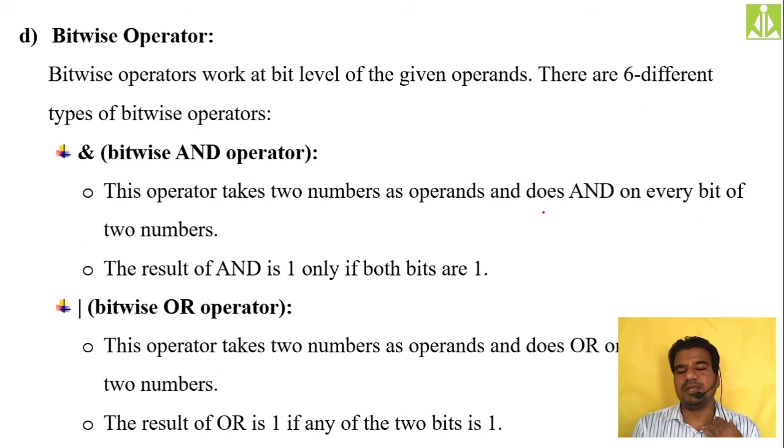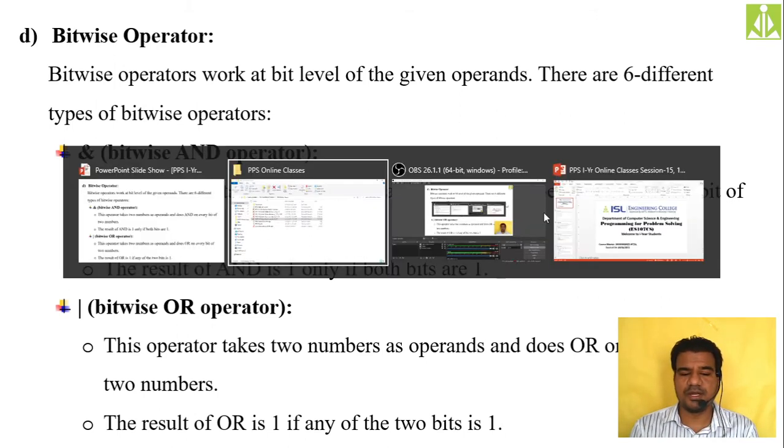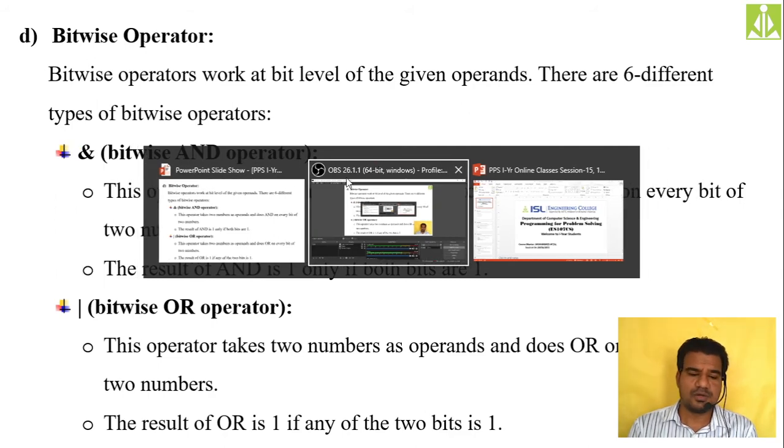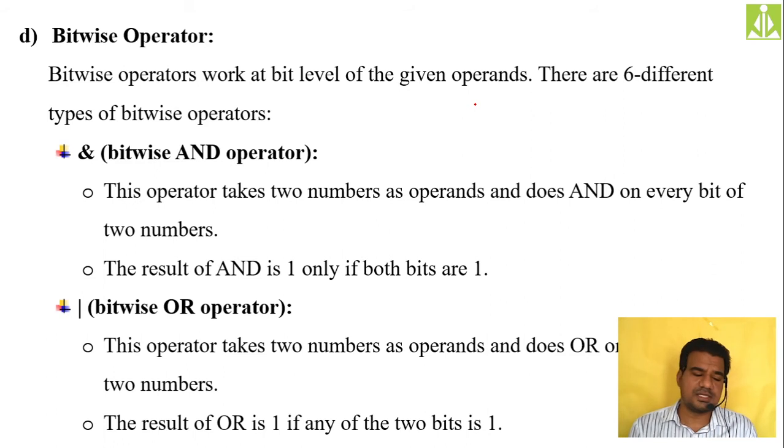The first one, bitwise AND. So before going to these bitwise operators, let's have some understanding of how we can convert a given decimal number into a binary number and a given binary number into a decimal number, because this understanding is very important before we go with these bitwise operators. Without the knowledge of the number system conversion process, it is very difficult to understand these bitwise operators. So I will open that one for you.